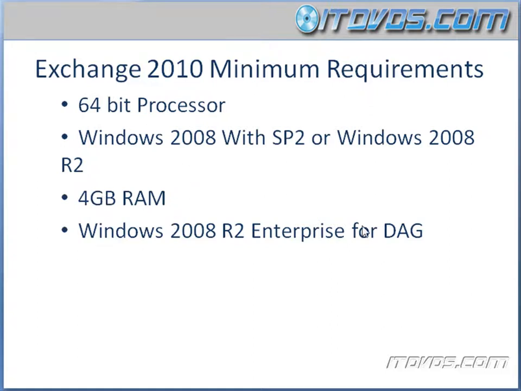And if we want to use database availability groups for high availability, we're going to need Windows Server 2008 R2 Enterprise, and that's because we need the clustering features that come with Enterprise. Now we can still use Exchange 2010 Standard. We just need Windows Server 2008 R2 Enterprise. And we don't actually create a cluster, but database availability groups just use the clustering features.